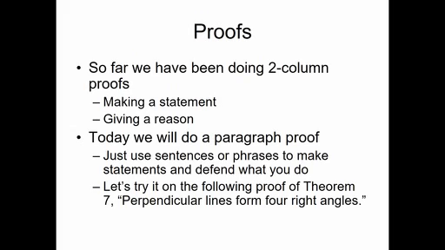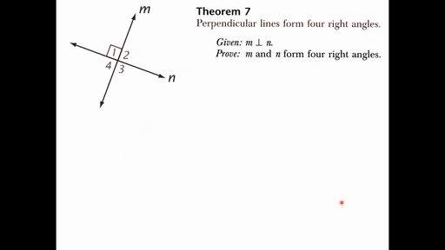We're going to try it on our new theorem today, Theorem 7. Perpendicular lines form four right angles, which seems pretty obvious, but we do have to prove it. So there you see our theorem. All we're given is perpendicular lines. There they are, M and N. And we try to prove that M and N form four right angles.